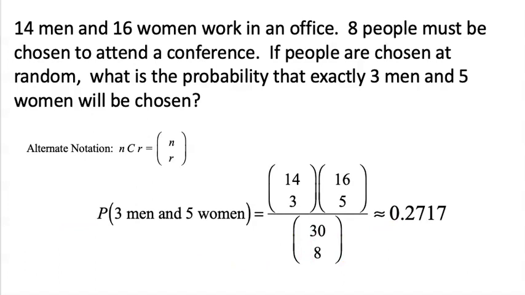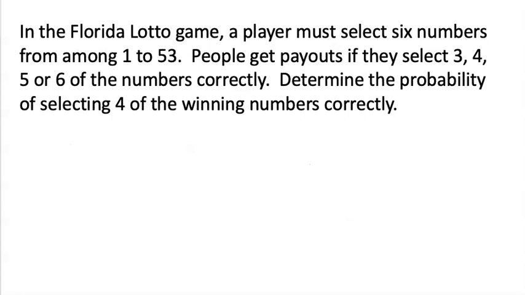Take a look at one more question. In the Florida Lotto game, a player must select 6 numbers from among 1 to 53. People get payouts if they select 3, 4, 5, or 6 of those numbers correctly. Determine the probability of selecting 4 of the winning numbers correctly. So exactly 4. That's what we want to talk about. So the probability of getting exactly 4 of the 6 winning numbers.